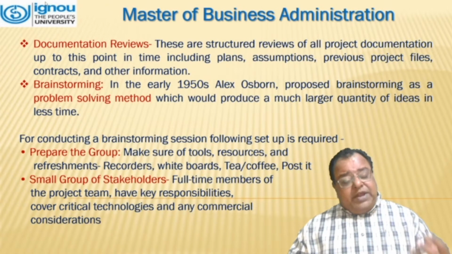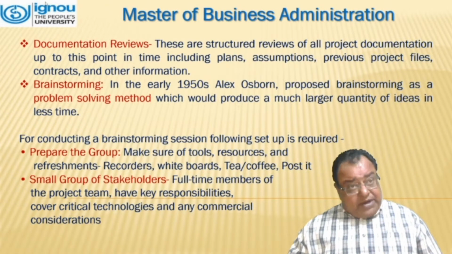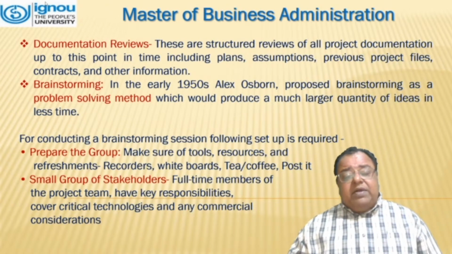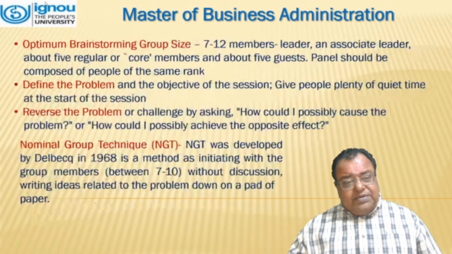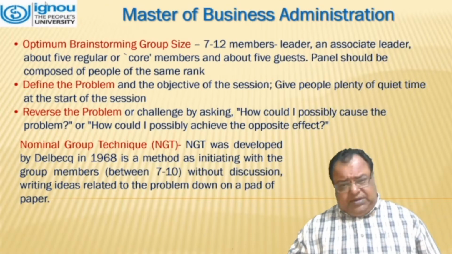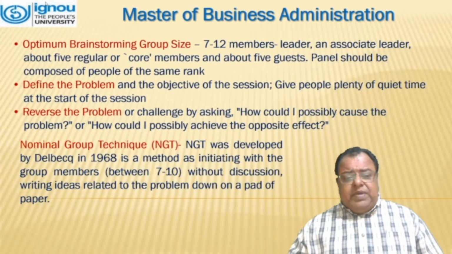Small group of stakeholders, full-time members of the project team, who have key responsibilities, cover critical technologies, and any commercial considerations. Brainstorming group size should consist of 7 to 12 members: leader and associate leader, about 5 regular or core members, and about 5 guests. Panel should be composed of people of the same rank.